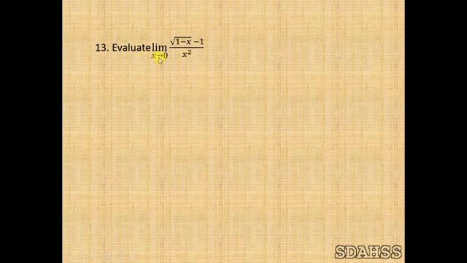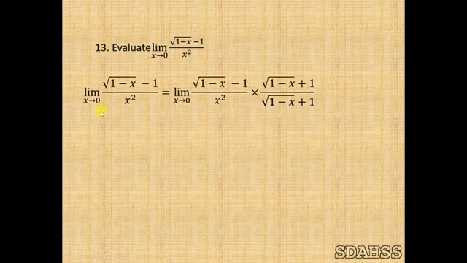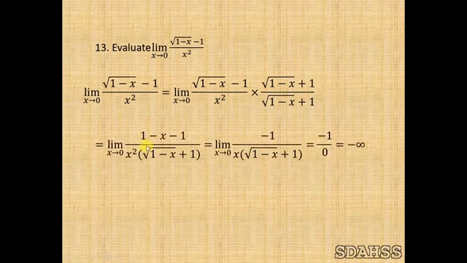Sum: evaluate limit x tends to 0, (root of 1 minus x minus 1) divided by x square. Multiply by its conjugate: root of 1 minus x plus 1 divided by root of 1 minus x plus 1. So this can be written as limit x tends to 0, (1 minus x minus 1) divided by x square into (root of 1 minus x plus 1).